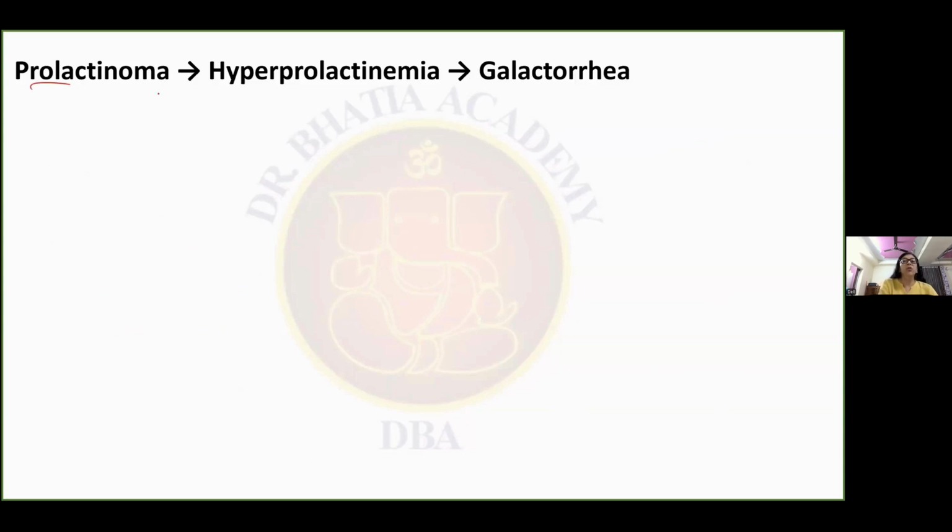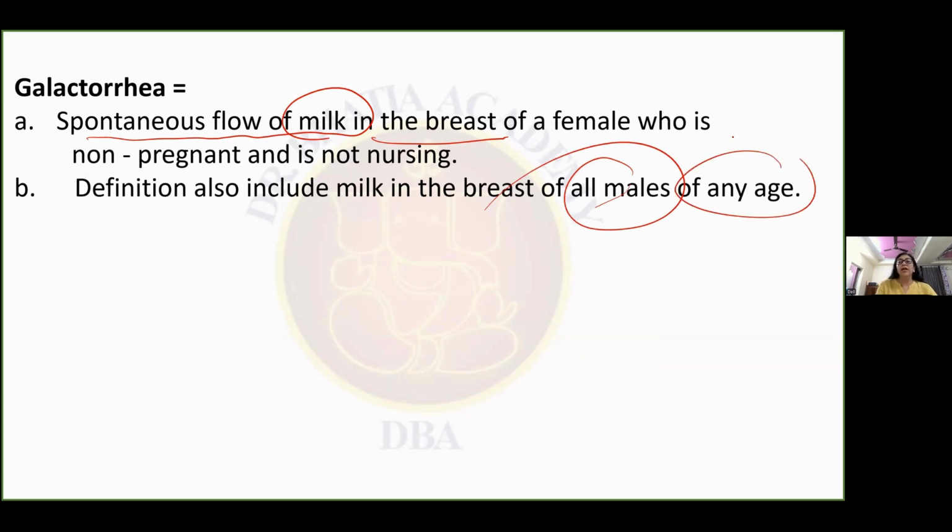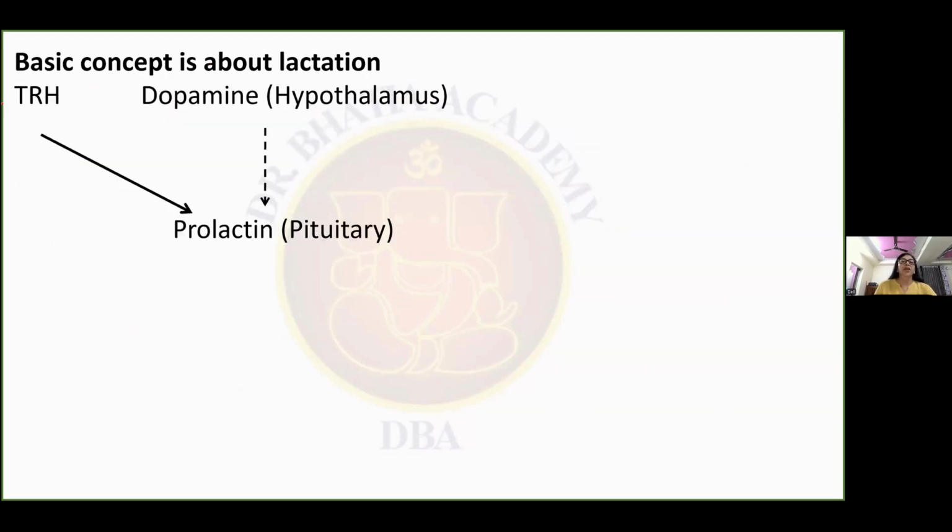So prolactinoma will cause hyperprolactinemia, and hyperprolactinemia will cause galactorrhea. Galactorrhea is spontaneous flow of milk from the breast, which can be in male or female. So it includes males also and females also. Any woman with increased flow of milk without pregnancy, without lactation, we label it as galactorrhea.